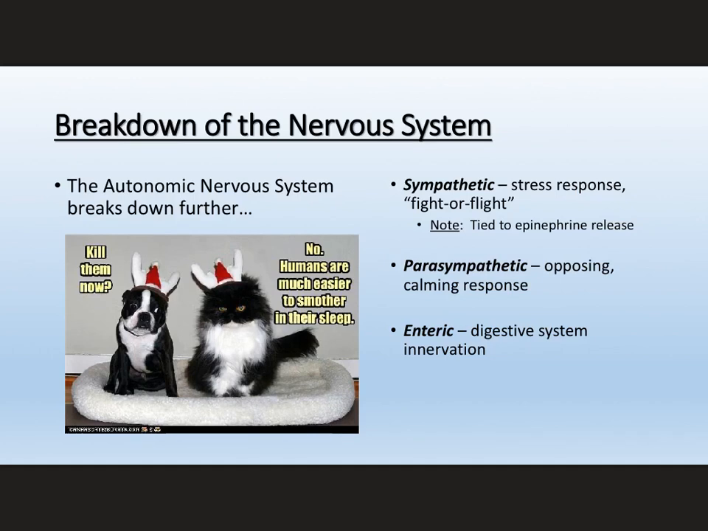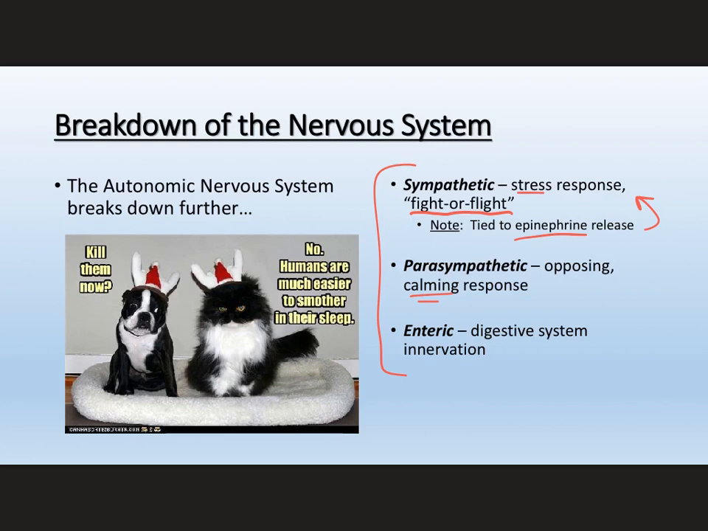Now, the autonomic nervous system actually breaks down even further into three different groups. The first grouping in that autonomic nervous system are the sympathetic nervous responses. Sympathetic nervous system is like your fight or flight that we mentioned before, that response to stress. So the epinephrine we talked about in the endocrine system is tied into this sympathetic part of your nervous system. Parasympathetic is the opposite. A lot of times we think of it as your calming response. So sympathetic is the stress response. Parasympathetic is the calming response.